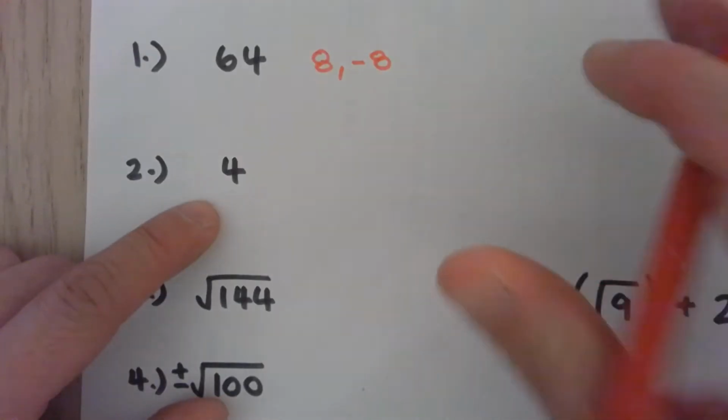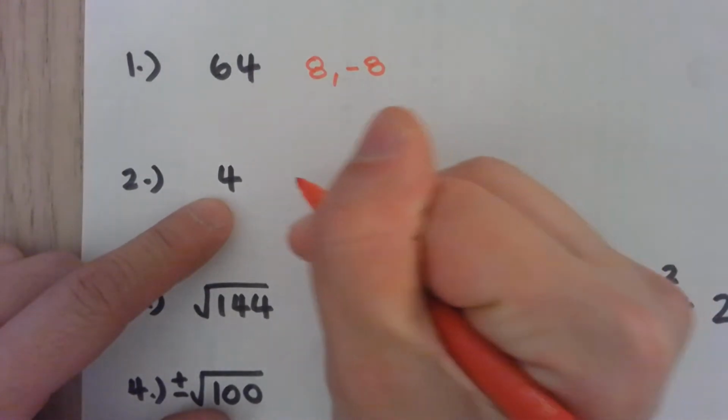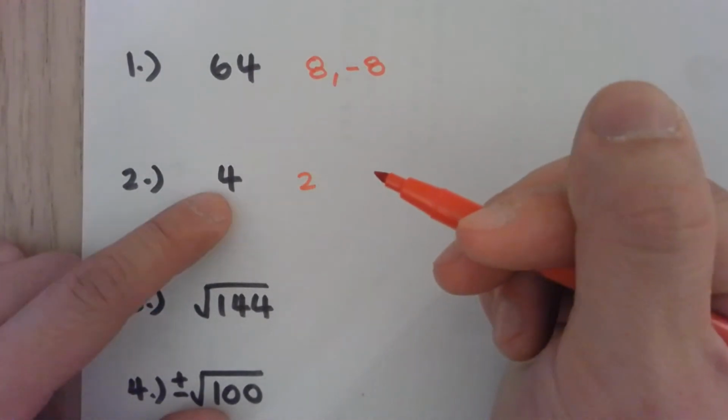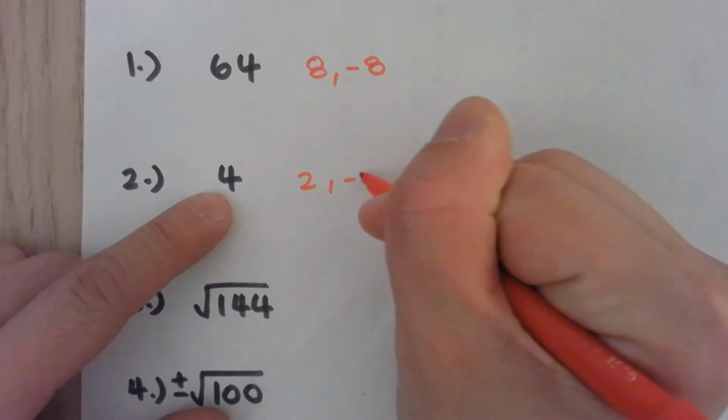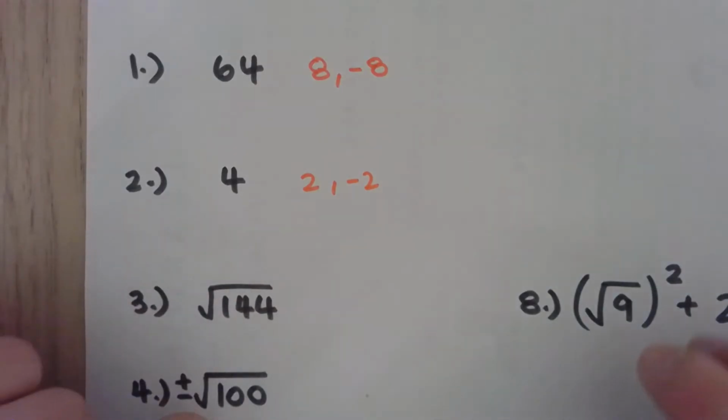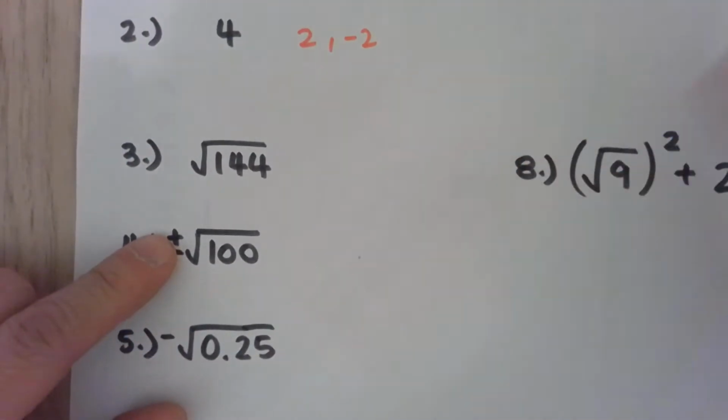How about 4? What multiplies to 4? Oh, it's going to be 2, right? 2 times 2 is 4. Or you can say negative 2 times negative 2 also gives you positive 4. Okay, so let's take a look at this now.